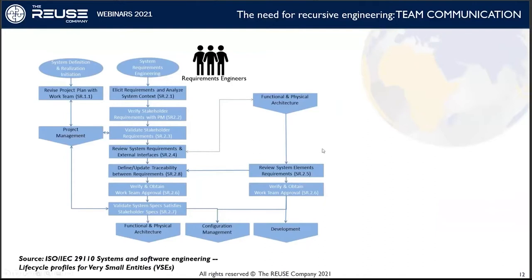So if we start to look into a model like this, we see that we have a strong leg in people like requirements engineers working with requirements. They elicit the requirements from the need side, they analyze the system context, perhaps that's a model, and they verify the stakeholder requirements, and they validate the content with them, and so on and so forth. Basic systems engineering, nothing strange there.